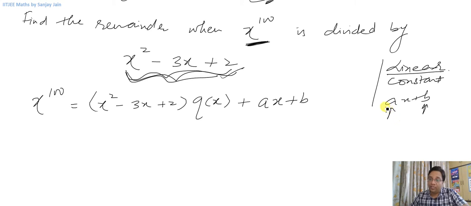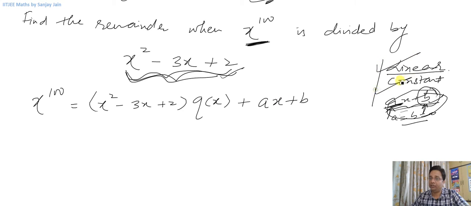So it can be linear, or if a is 0, then the remainder will become b, it will become constant. If a and b both are 0, then the remainder can be 0. So I have taken ax plus b in such a way that the remainder that I am expecting can be linear, constant, or 0, anything, right? I have not put any restrictions on a and b.